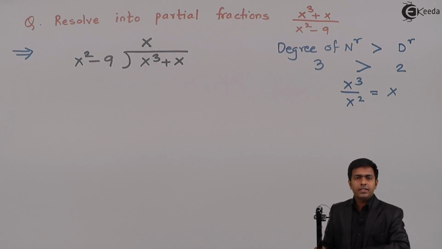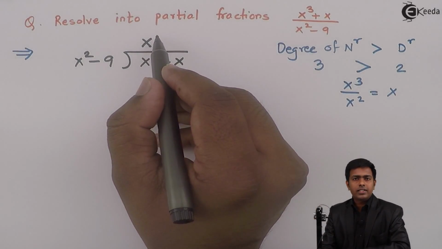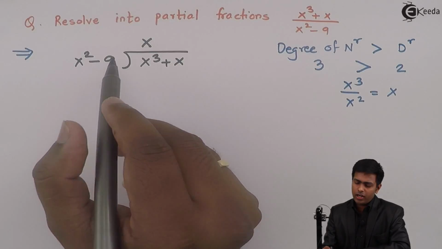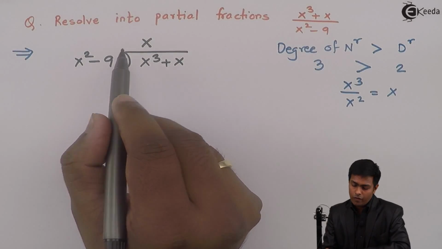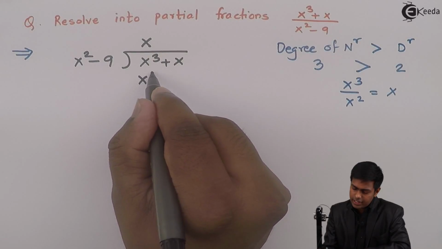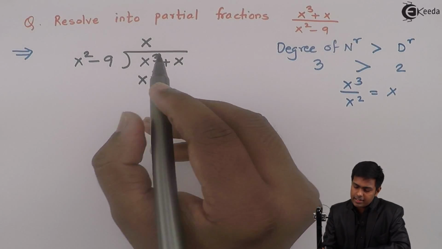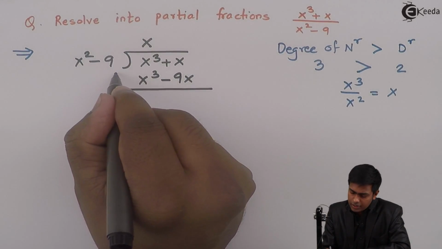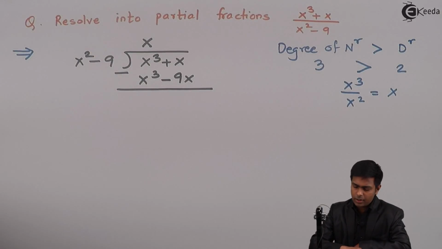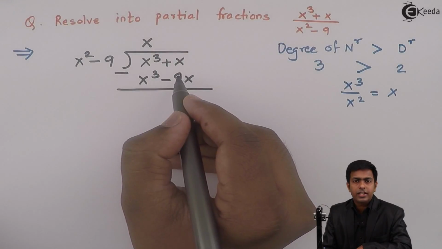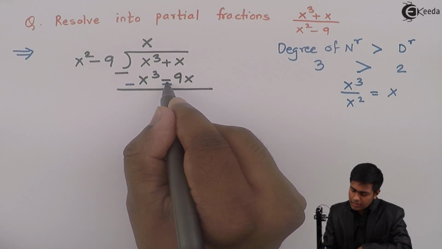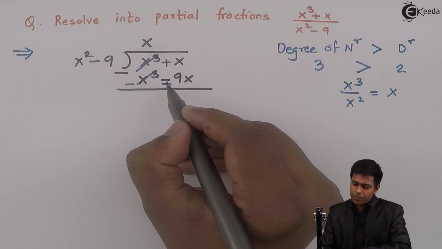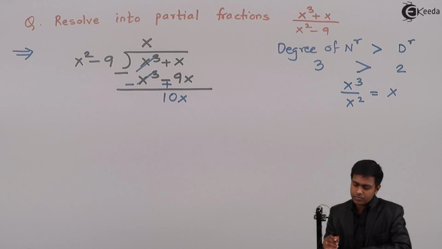Now the next step is, with the quotient you have to multiply each and every term of the divisor. So here I will multiply all terms of the divisor with the quotient. So x into x square will give us x cube, x into minus 9 will give us minus 9x. Next we will perform the subtraction. Due to this subtraction the sign of the second polynomial will change. So it will become minus x cube, and this will become plus 9x. So x cube minus x cube will be cancelled and x plus 9x will give us 10x.